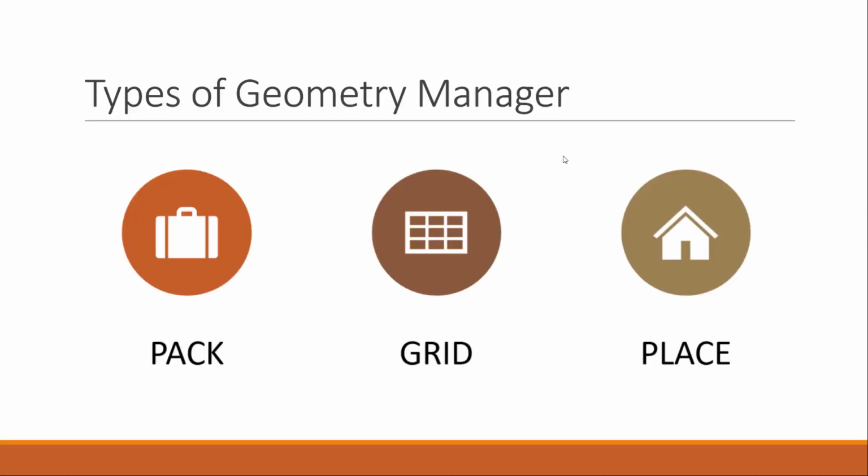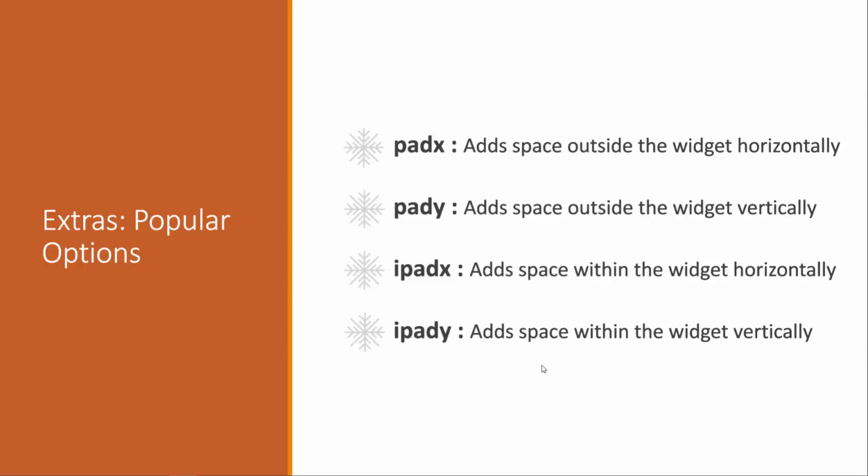There are three types of geometry managers: pack, grid, and place. In the next video, we will talk about pack geometry manager. But before I end this video, I would like to give you a brief information about the popular options. So these are PadX, PadY, iPadX, iPadY. So PadX adds a space outside the widget horizontally, whereas PadY adds space outside the widget vertically. iPadX adds the space within the widget horizontally, and iPadY adds space within the widgets vertically.